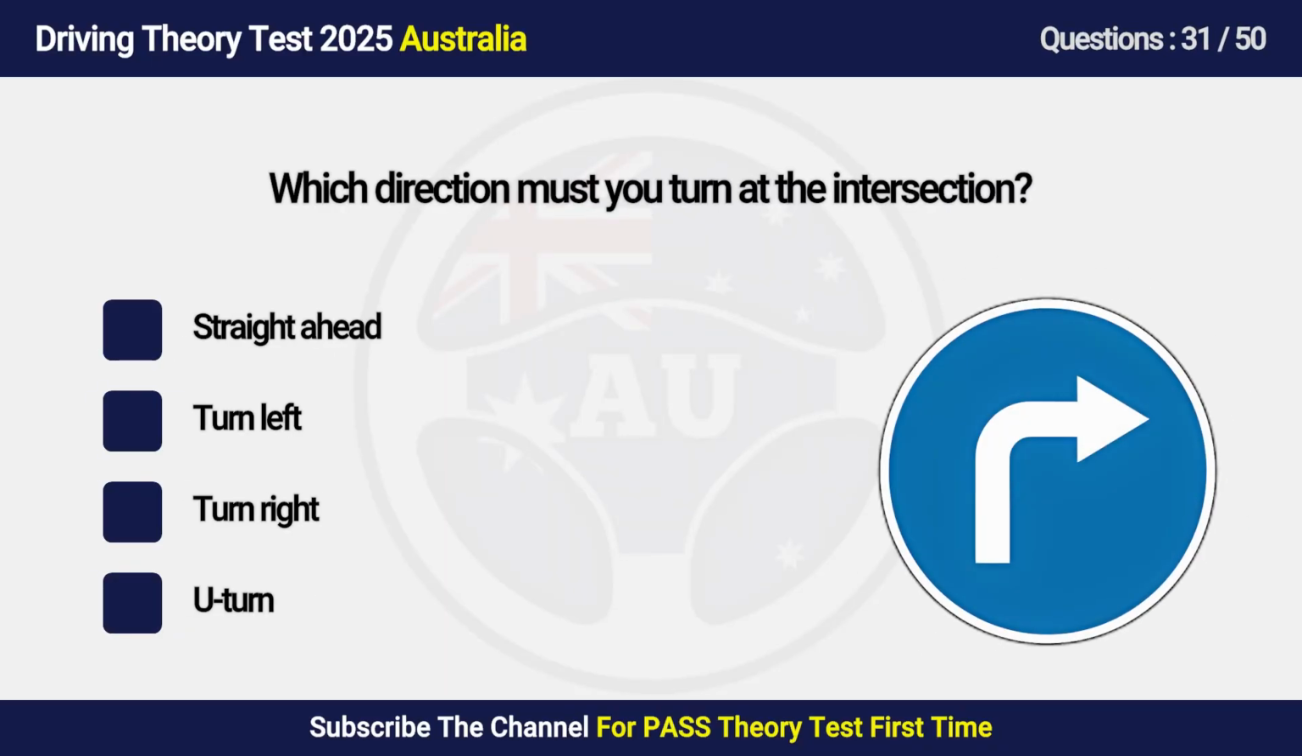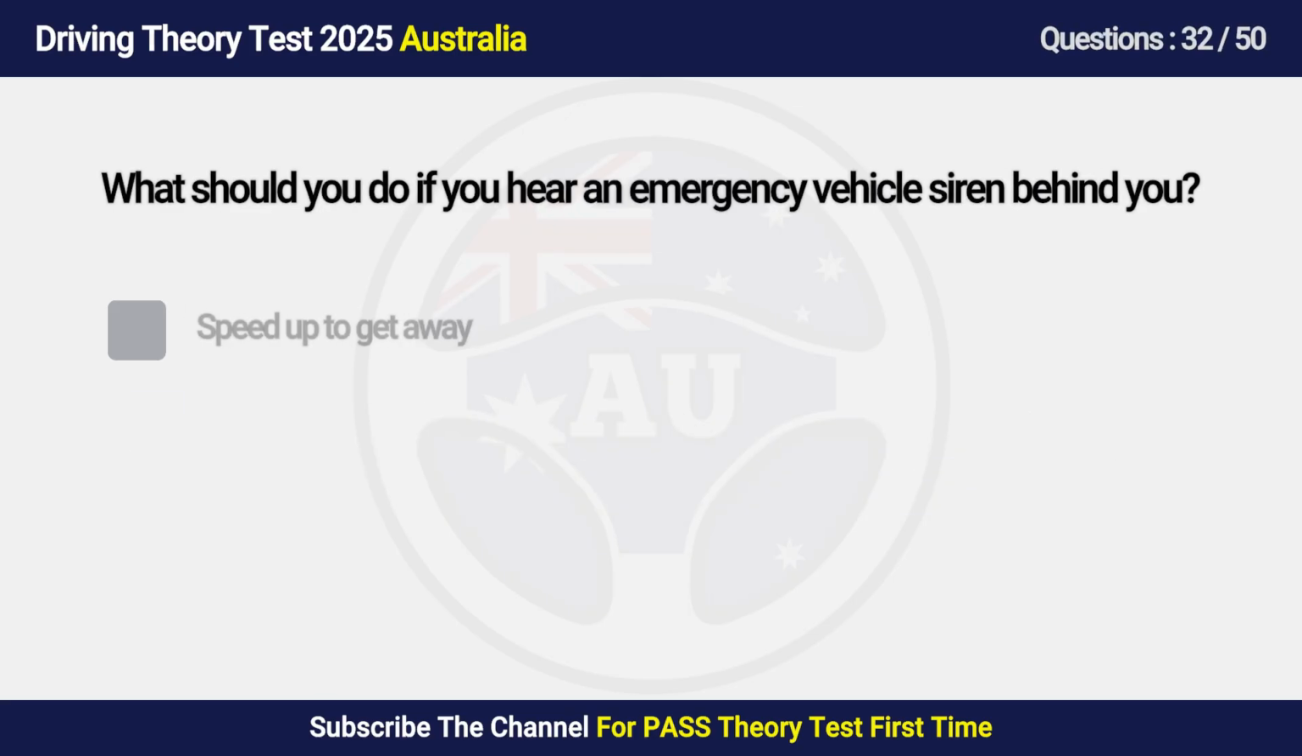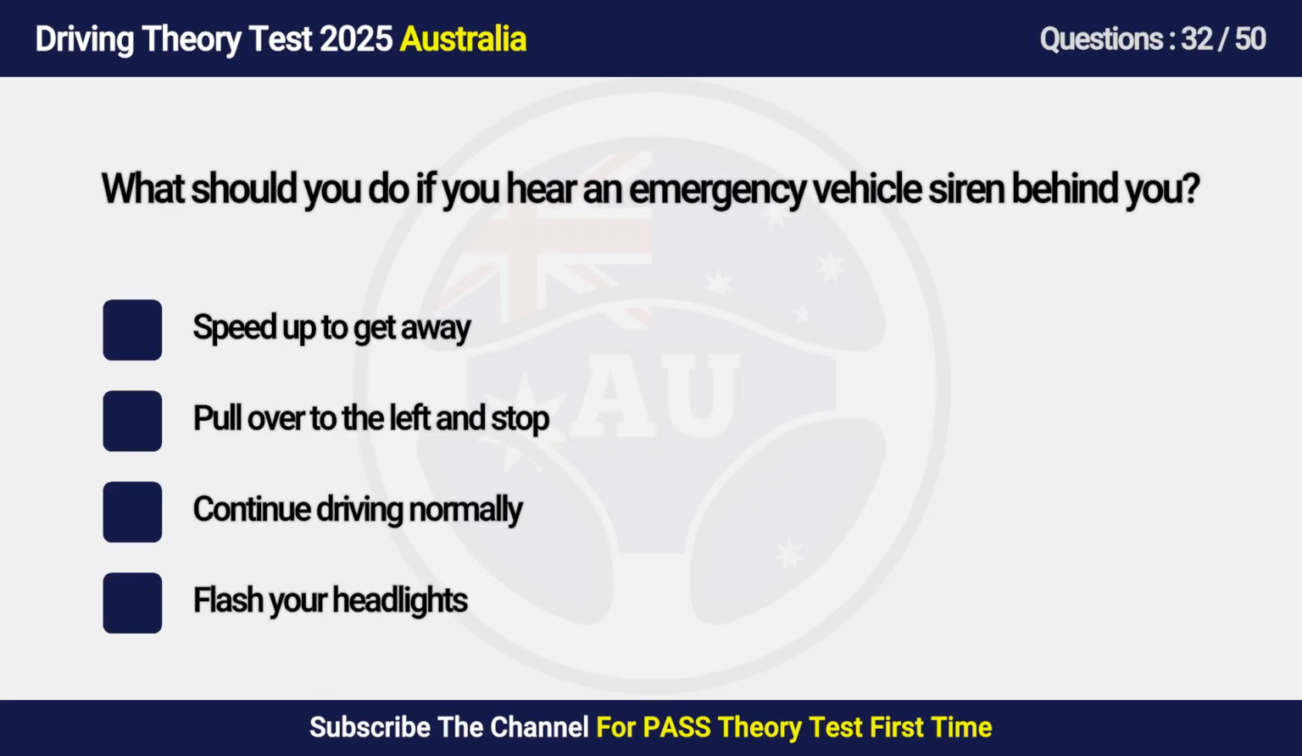A. Straight ahead. B. Turn left. C. Turn right. D. U-turn. Answer is C. Turn right. This mandatory sign indicates that you must turn right at the upcoming intersection or junction. Question 32. What should you do if you hear an emergency vehicle siren behind you?